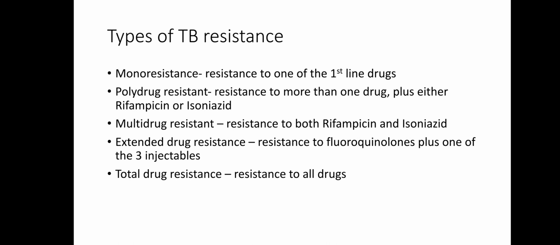So extended drug resistance, this is when the TB is resistant to both rifampicin, isoniazid, a fluoroquinolone, which forms part of the second line, and one of the 3 injectables. One of the 3 injectables, as you remember from the second line, was amikacin, kanamycin, and capreomycin. So in extended drug resistance, TB is resistant to rifampicin, isoniazid, fluoroquinolone, and either kanamycin, amikacin, or capreomycin. The mortality is really high for extended drug resistant TB. And then there's total drug resistance, which means that TB is resistant to every drug that you throw at it.